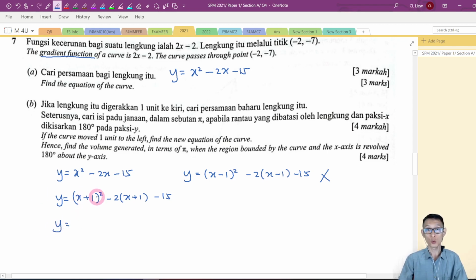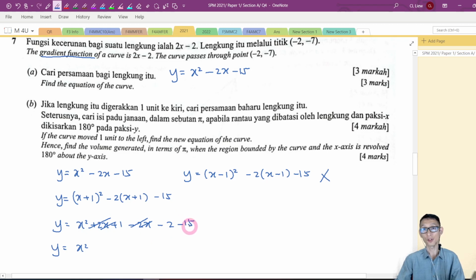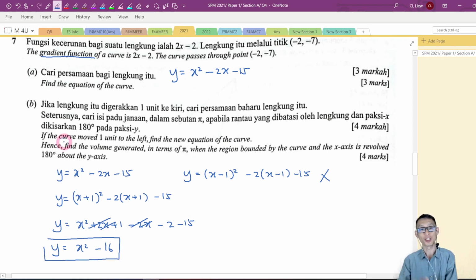Okay, y is equal to, do expansion, x squared plus 2x plus 1. You have a negative here, so be careful. Negative times positive becomes negative. So y is equal to x squared, plus 2x minus 2x, so these two will cancel out each other. Then negative 15 minus 2 plus 1 gives negative 16. So this is the function when the curve moves 1 unit to the left.